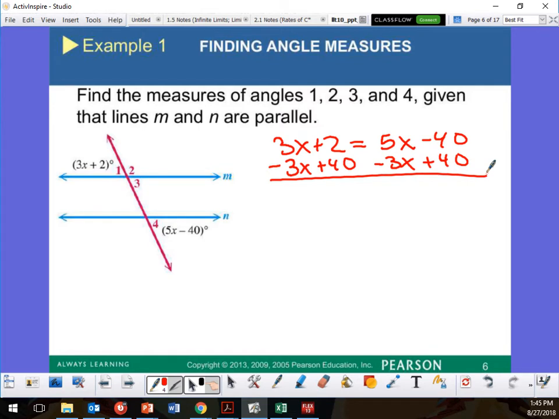What happens to my 3x's? That goes to 0, right? So over here I'm left with equals. Now, the 40s go away, right? So how many x's do I have? I have 2x. Very good. Divide by 2. Answer is 21. Now, is that the answer?